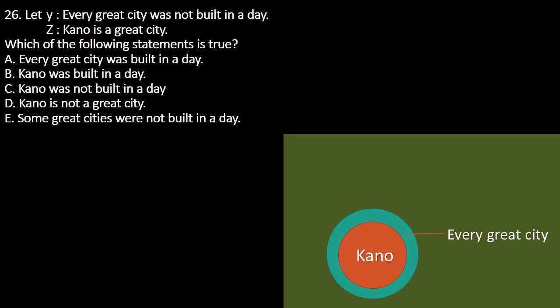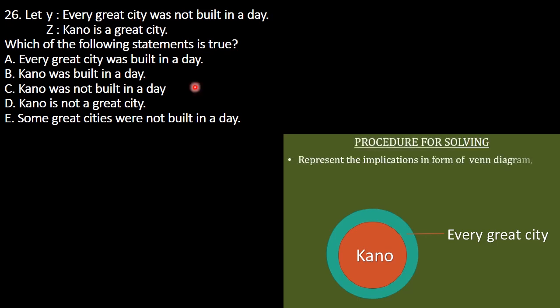Question 26. Let Y be every great city was not built in a day, and Z be Kano is a great city. Which of the following statements is true? Let's check the procedure for solving this. Represent the implications in form of a Venn diagram, then interpret the implication. Here is a Venn diagram. The big circle here represents every great city, while the small circle represents Kano. That is, Kano is inside every great city.